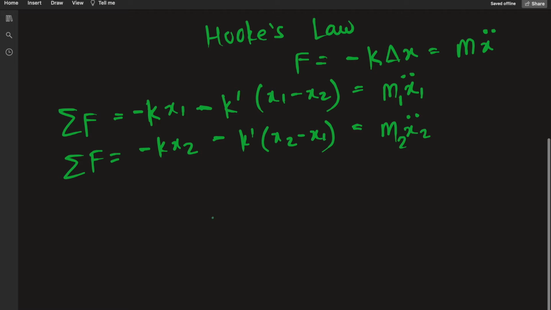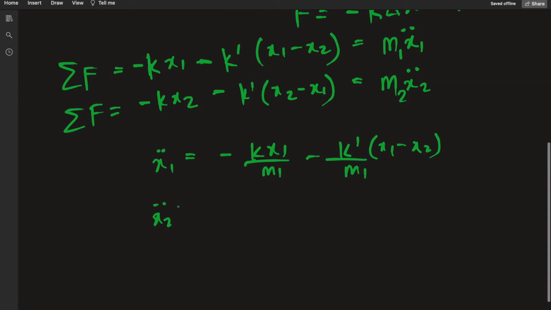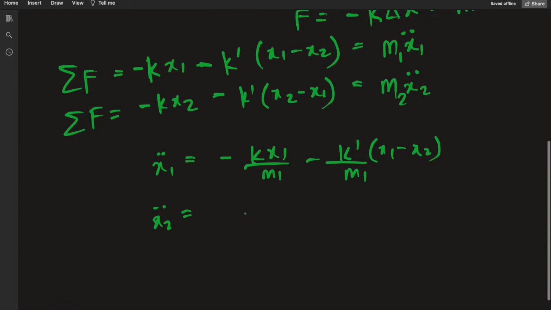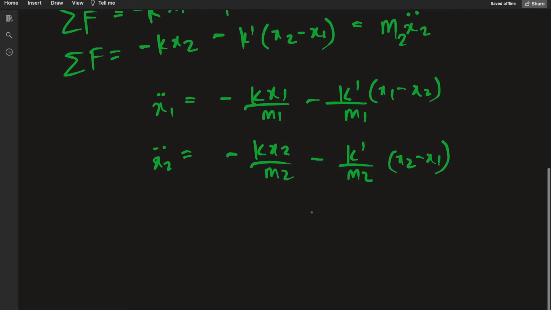Now what I'm going to do is I'm going to isolate this x1 and x2. So x1 double prime is negative k x1 over m1, negative k prime times x1 minus x2 over m1. x2 double prime is going to be negative k x2 over m2, negative k prime over m2 times x2 minus x1. These are the two equations.